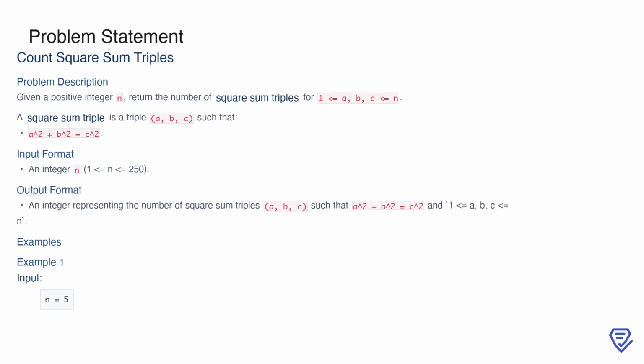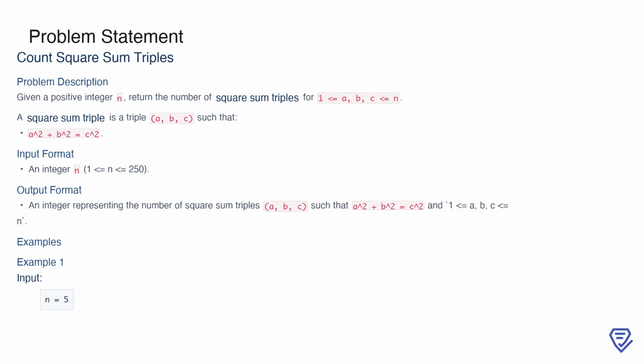This problem is called count square triples, and the goal is to determine how many square triples exist for a given integer n. A square triple is a set of three integers, a, b, and c, such that a² plus b² equals c², where all three numbers fall within the range of 1 to n. For example, if a is 3, b is 4, and c is 5, they form a square triple because 3 squared plus 4 squared equals 5 squared.